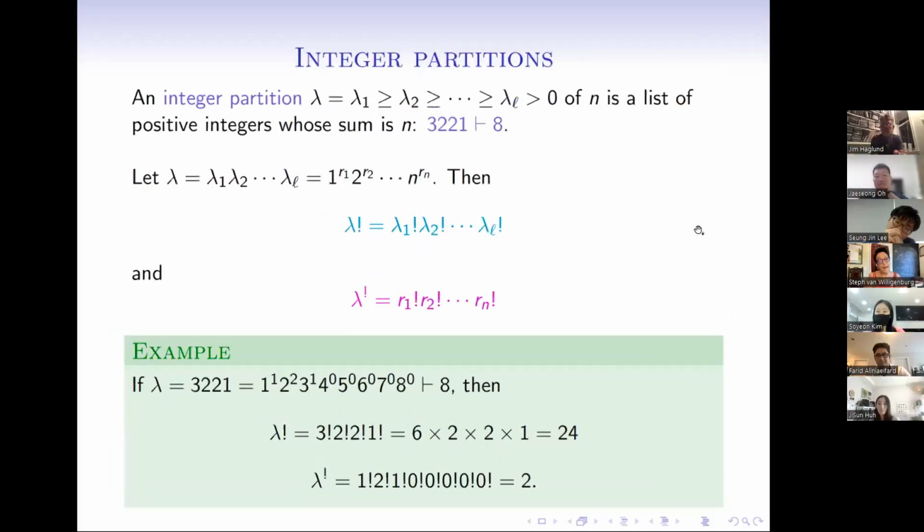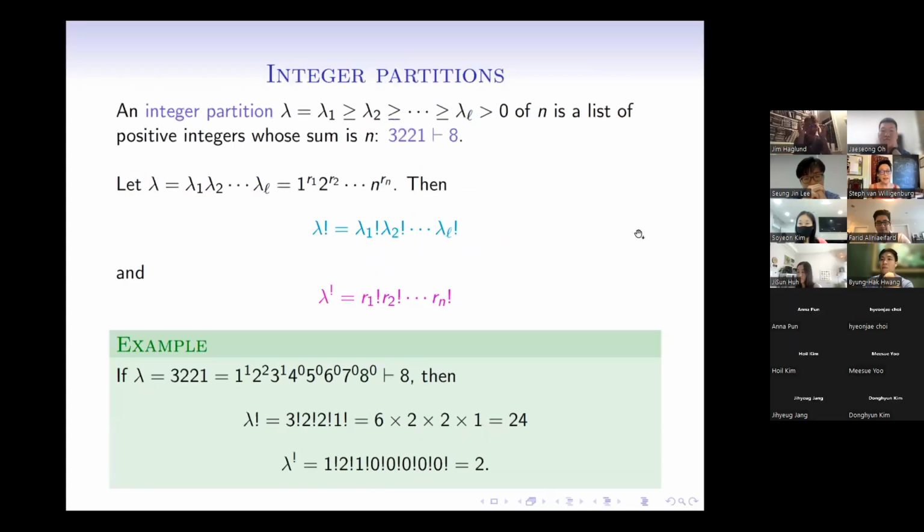So remember that an integer partition lambda of n, which consists of lambda1 greater than or equal to lambda2 greater than or equal to lambda3 and so on, is a list of positive integers whose sum is n. So for example, 3, 2, 2, 1. You've got 3 greater than or equal to 2, that's equal to 2, that's greater than 1. Well, those numbers add up to 8, and so this is a perfectly nice partition of 8.